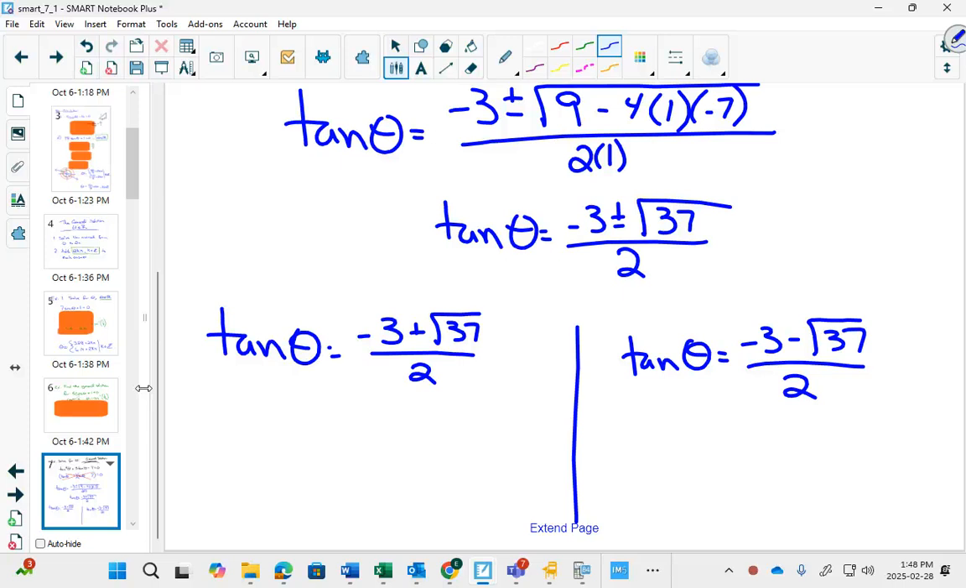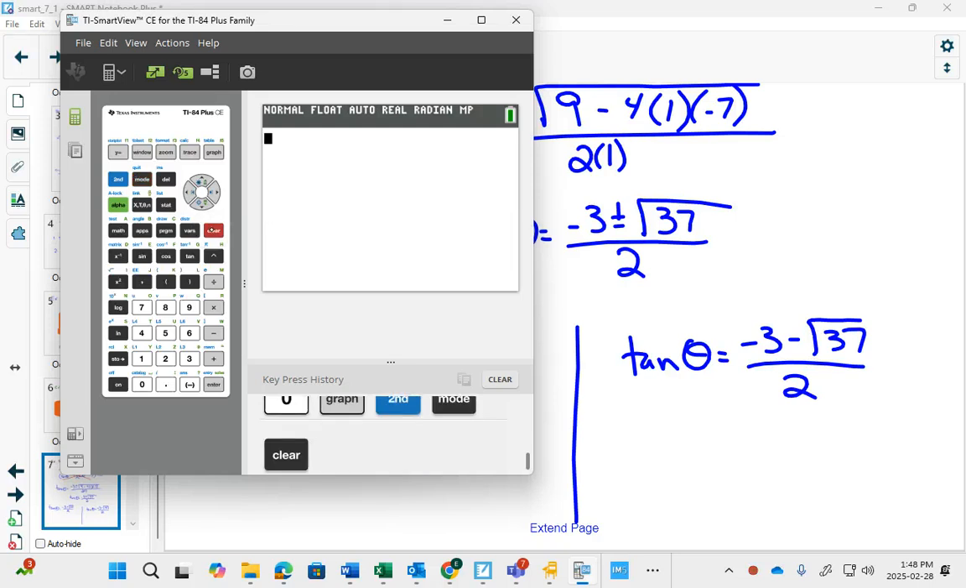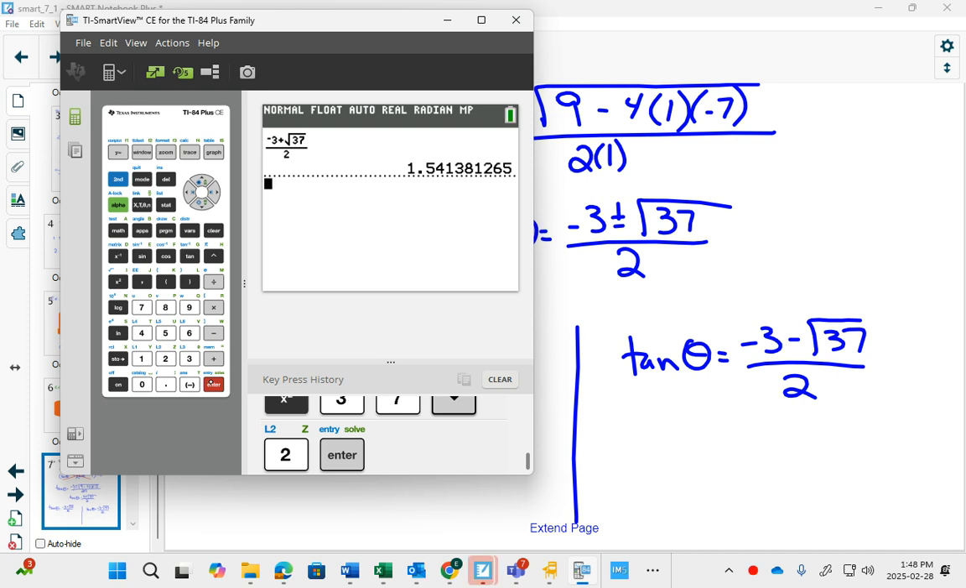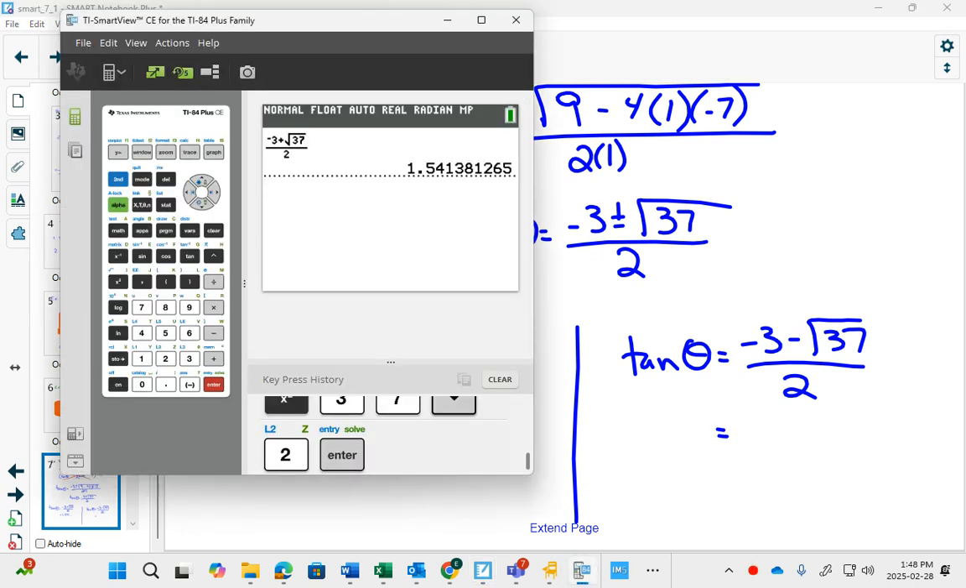And we have to find the reference angles for both of these. First of all, if you're unsure if they're positive or negative, actually plug them in. So I'm going to write negative 3 plus the square root of 37 all over 2, and I find that's 1.541. The 3 dots say I'm not going to simplify that anymore. If I do this one into my calculator with the subtraction sign in between, I get negative 4.541.